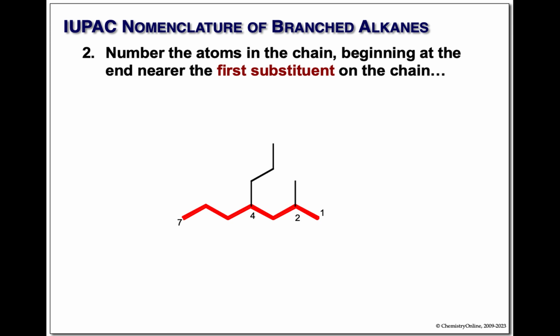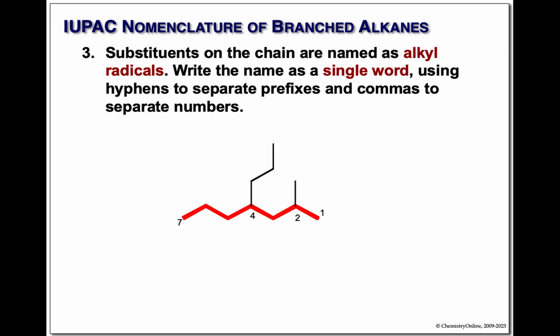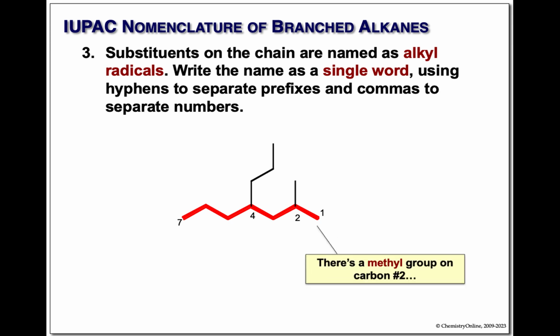Next, we're going to name the substituents attached to our chain. We're going to call them alkyl groups. And the alkyl group name is going to be based on the number of carbons. Okay? We're going to take all this, arrange them alphabetically as a single word using dashes and commas, and come up with a name. So, we look at this. First thing we say is here at carbon 2, we have a methyl group.